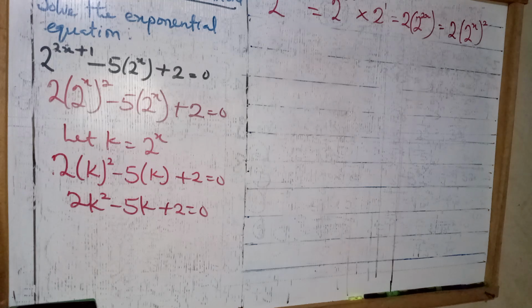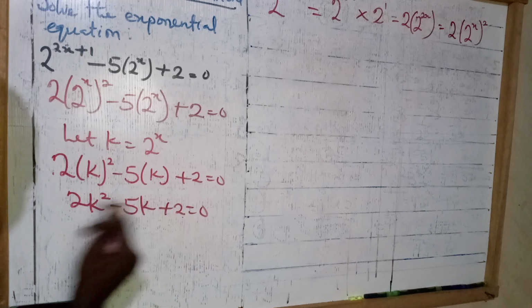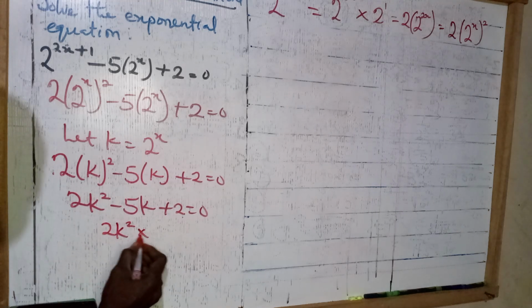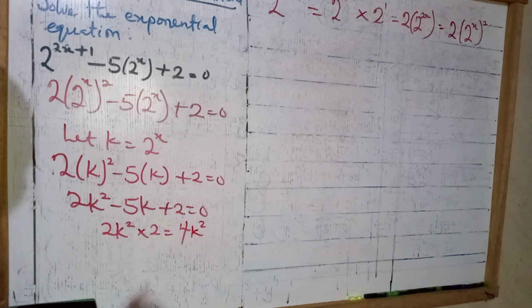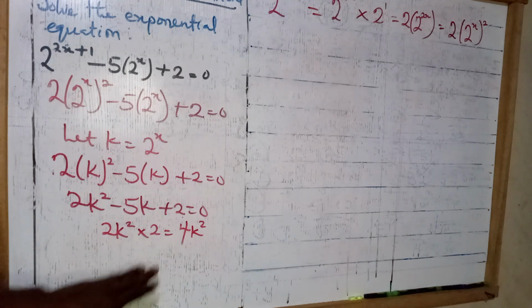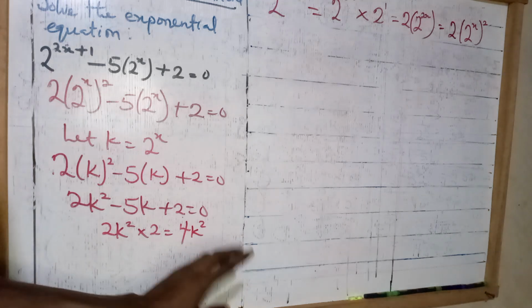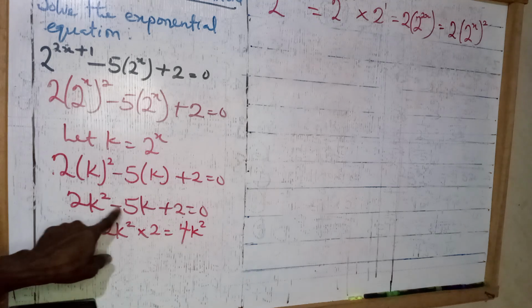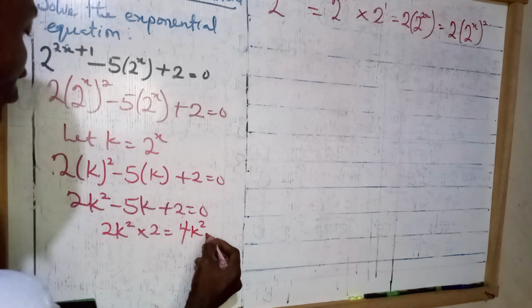Okay, so how we solve this by method of factorization is by multiplying the first term here by the last term here, that is 2k squared times plus 2. 2k squared times 2 will give us 2 times 2, 4, 4 times k squared. Okay, now what we do next here is to look for two numbers that when we multiply these two numbers together, they will give us 4k squared. Their product will be 4k squared and their sum will be minus 5k.